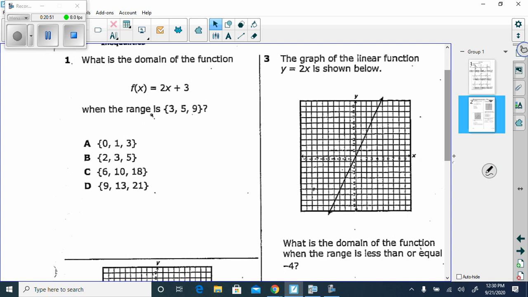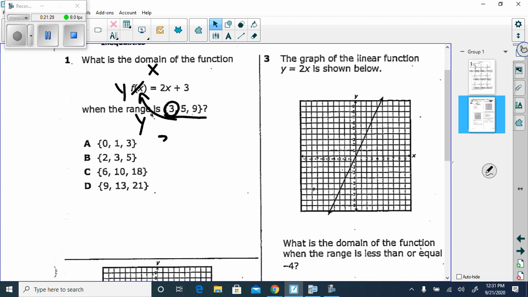Okay, so on number 1, it says, what is the domain of the function? So we're looking for domain, which is my what values? When the range, which is my y, are these 3 things. So we have a couple of options on how we could solve this. If we didn't have these graphing calculators, one option would be we could just plug these in for y and see what we get for x, right? F of x means y, they're the same thing. So I could just take one number at a time, plug it in, and see what I get.